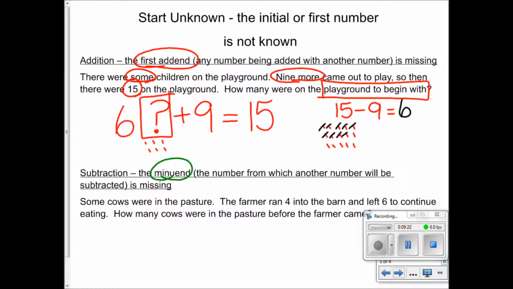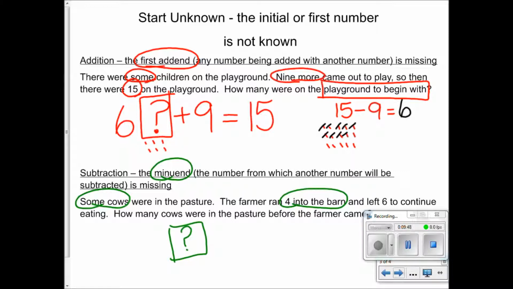Some cows were in the pasture. How many cows were in the pasture? We don't know. So here we go, starting the story with some cows. We don't know how many. The farmer ran 4 into the barn. So we started with some, we don't know how many. The farmer ran 4 in the barn. Did we get more or did we subtract some?